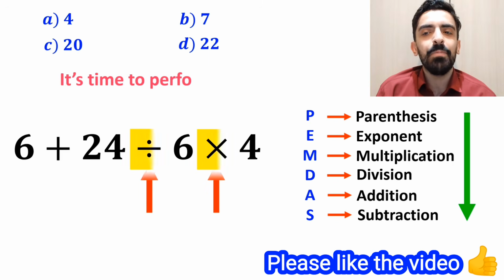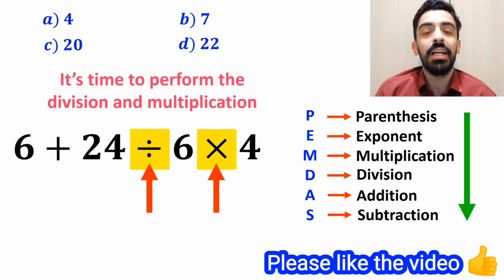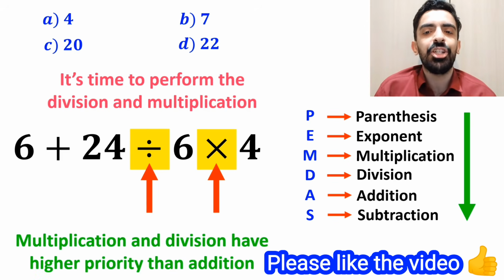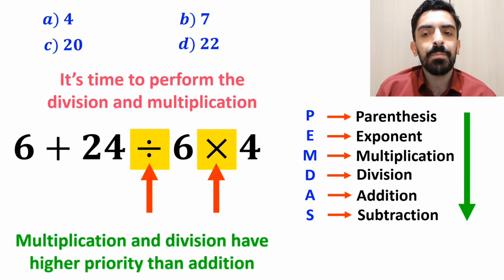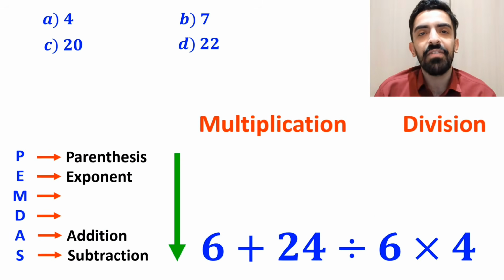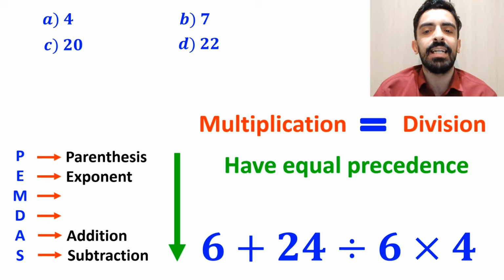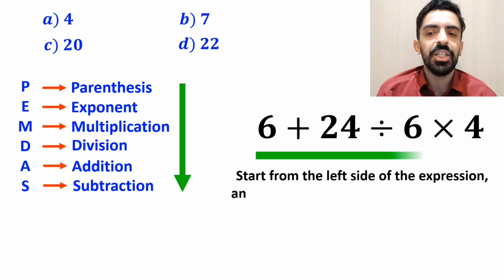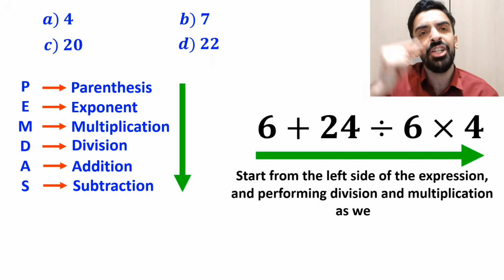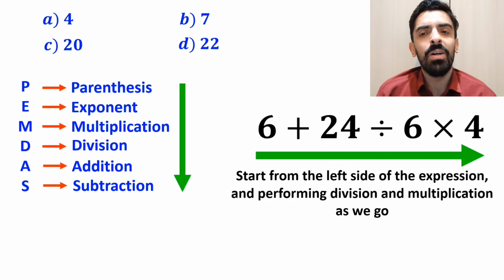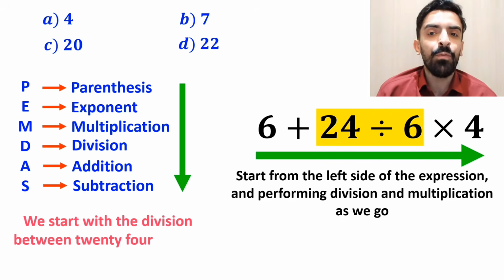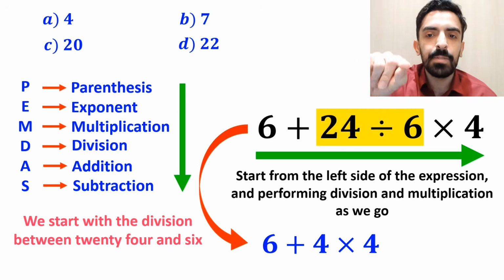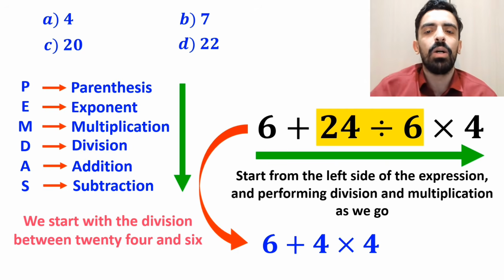Alright, now it's time to perform the division and multiplication, because multiplication and division have higher priority than addition. However, we must pay close attention that multiplication and division have equal precedence. In this case, the best thing to do is to start from the left side of the expression performing division and multiplication as we go. So, we start with the division between 24 and 6. And instead of this expression, we can write 6 + 4 × 4.